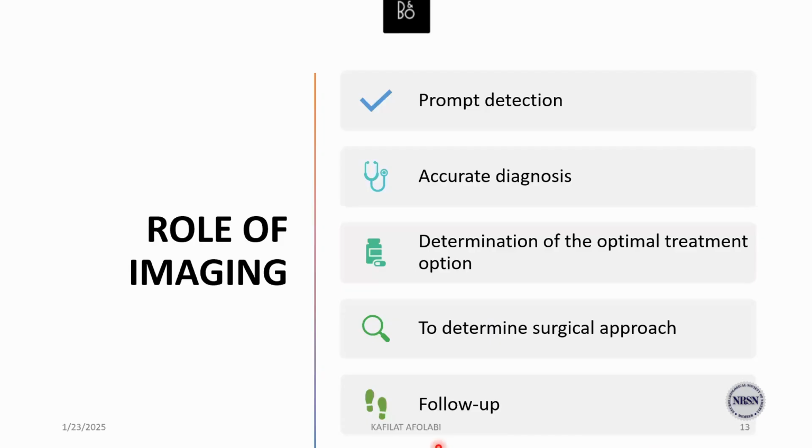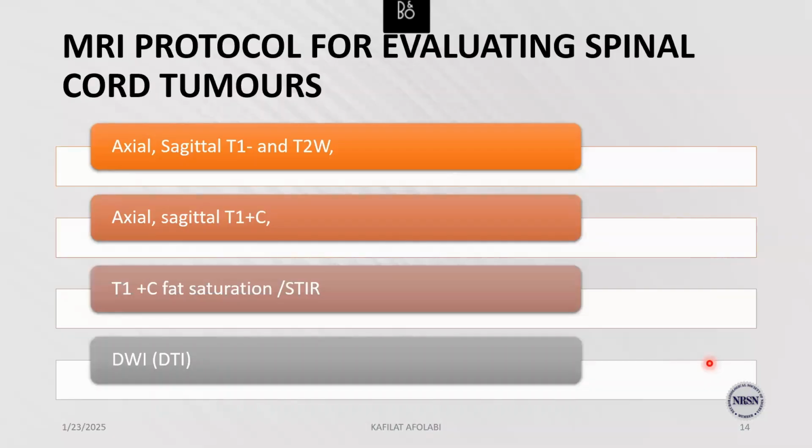So what's the role of imaging? One is for prompt detection, accurate diagnosis, determination of optimal treatment option, which includes, but is not limited to, determination of the surgical approach to use, and of course, follow-up. So the MRI protocol for evaluating spinal cord tumor includes axial and sagittal T1 and T2 weighted imaging, as well as T1 plus contrast, usually done with fat saturation to enable better characterization of the lesion.